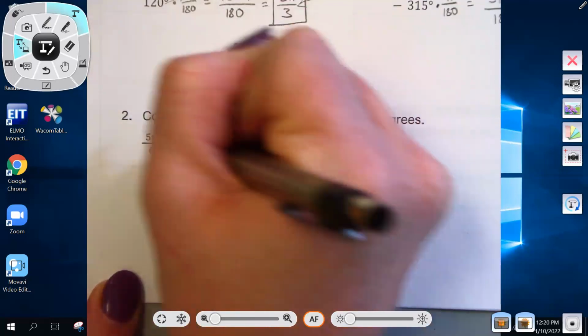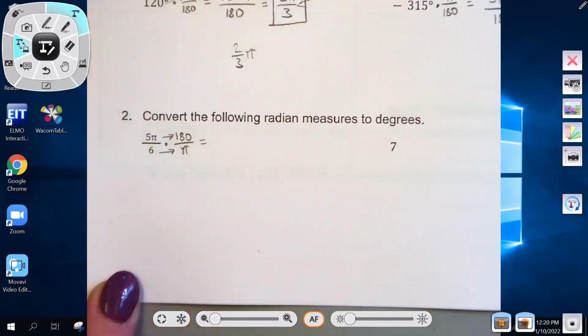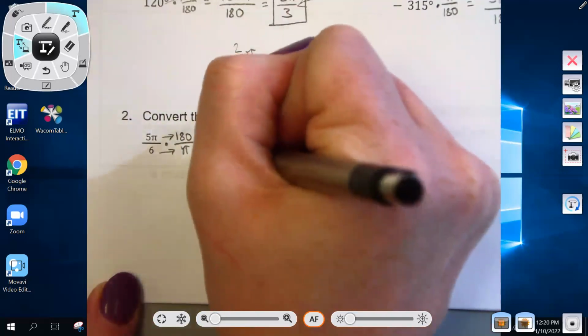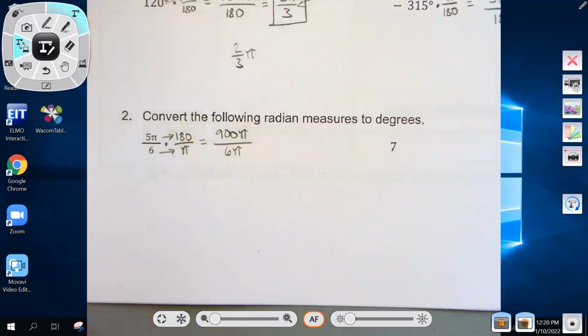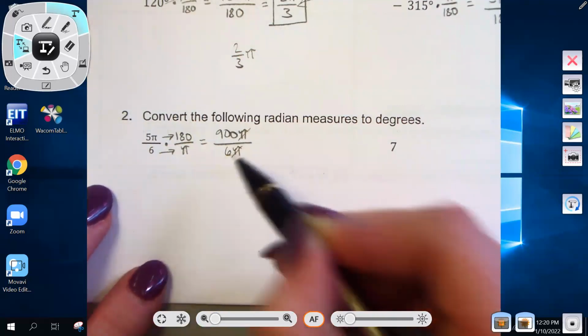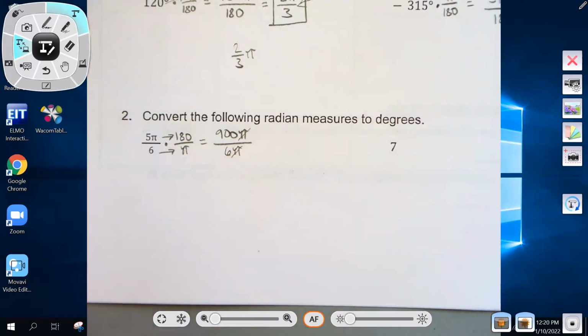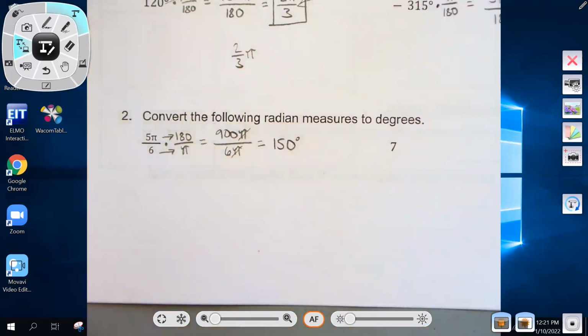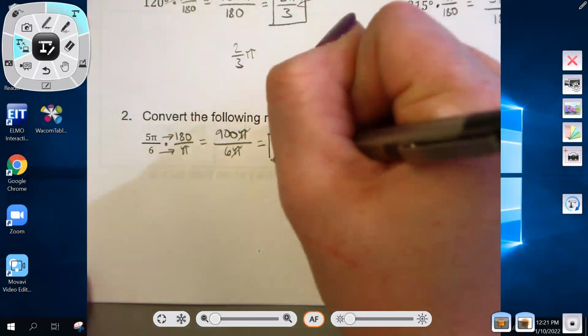For multiplying two fractions, you multiply straight across. If we multiply the numerators, 5 times 180 is 900 pi, over 6 times pi, which is 6 pi. We can simplify here: the pi in the numerator and the pi in the denominator. Pi over pi is just 1, so those cancel out. And then we can do 900 divided by 6 to get 150 degrees. And that is our answer.